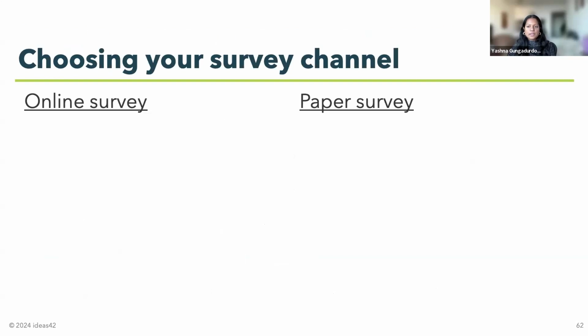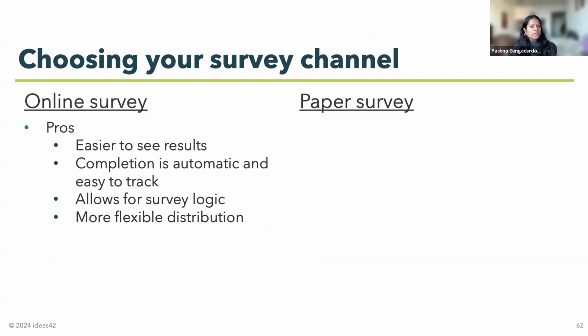So there are a number of pros and cons to each channel, and here we wanted to share some non-exhaustive considerations for two common survey channels, the online survey and the paper survey. So for the online survey, there are a number of pros. First, it's easier to see the results. Completion is automatic and easy to track. It allows for survey logic to easily be implemented into your survey. And there's also more flexible distribution channels.